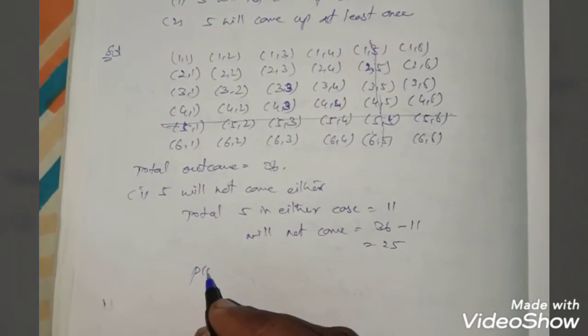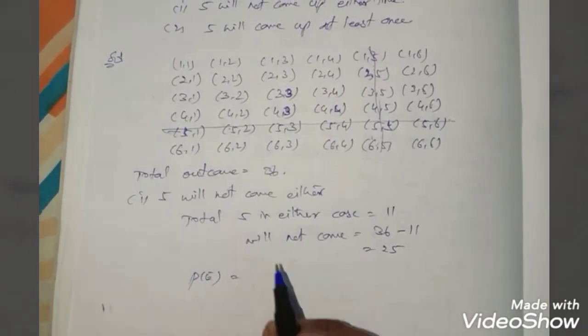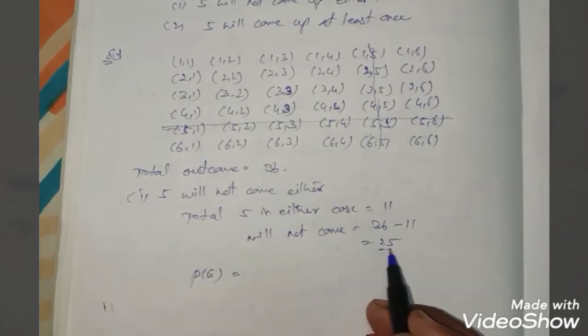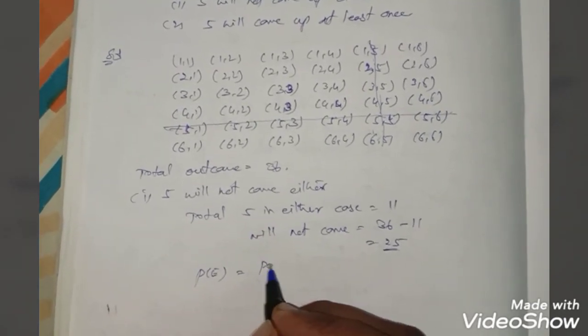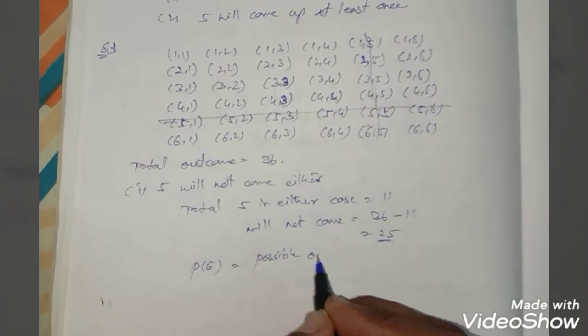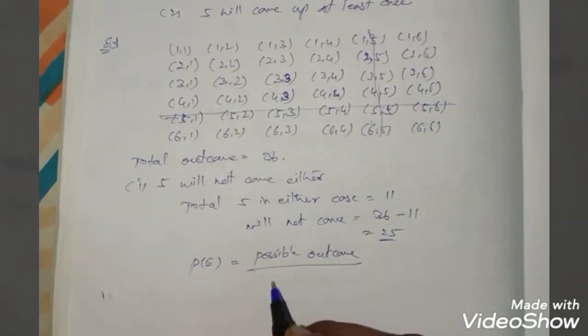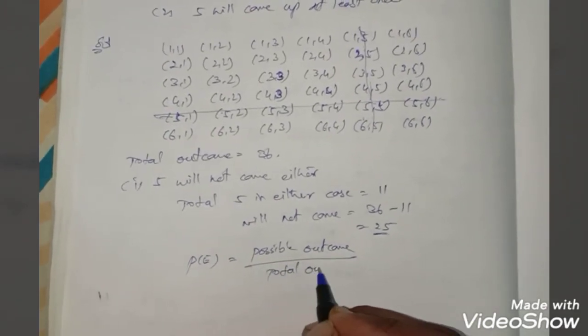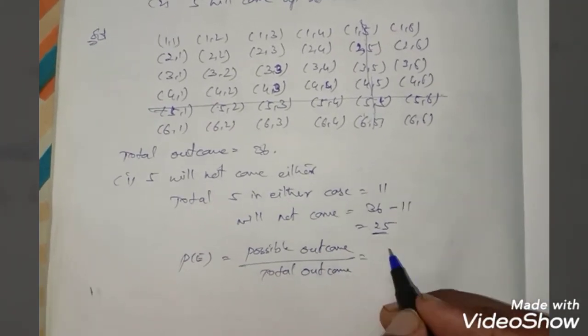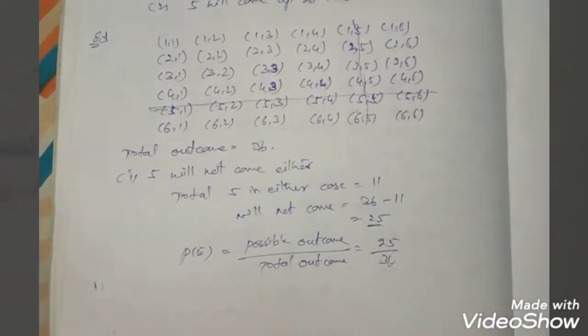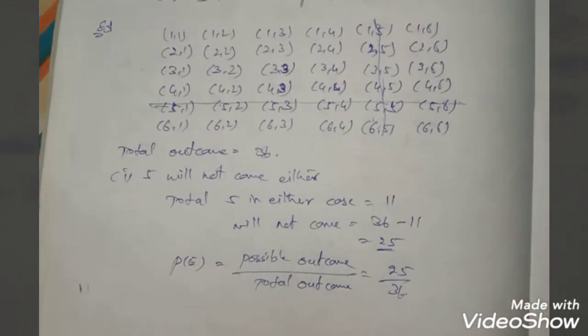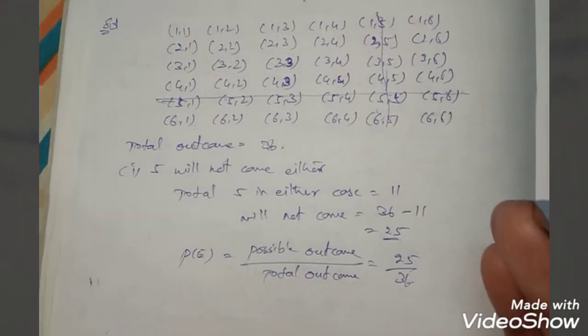Then you have to find the probability of the event. So the probability of the event is the possible outcomes, which is 25, divided by the total outcomes, that is 25 divided by 36. So like this you are finding the probability that 5 will not come.